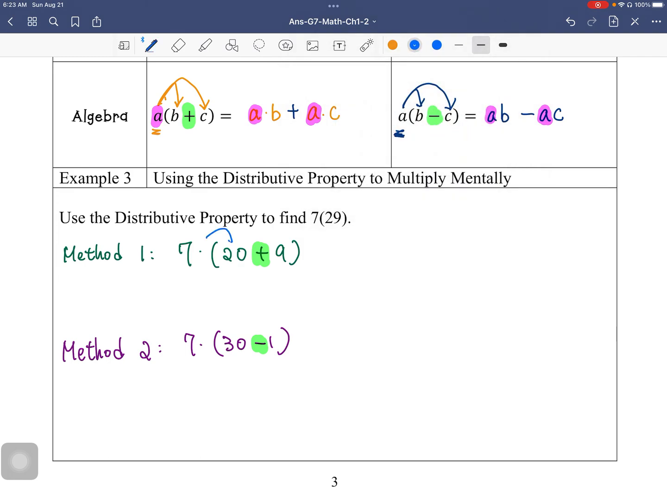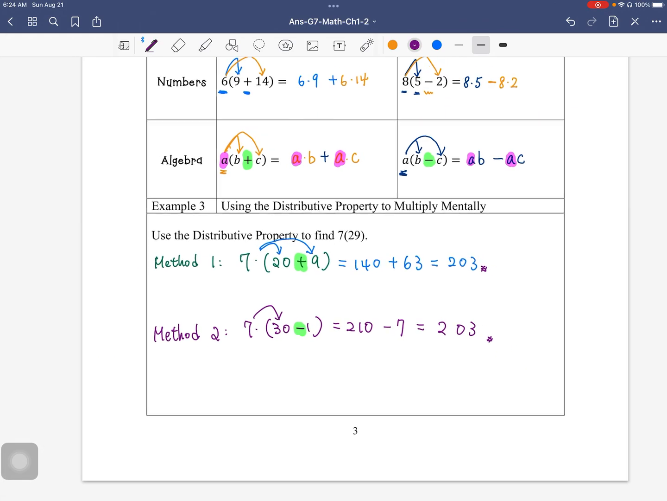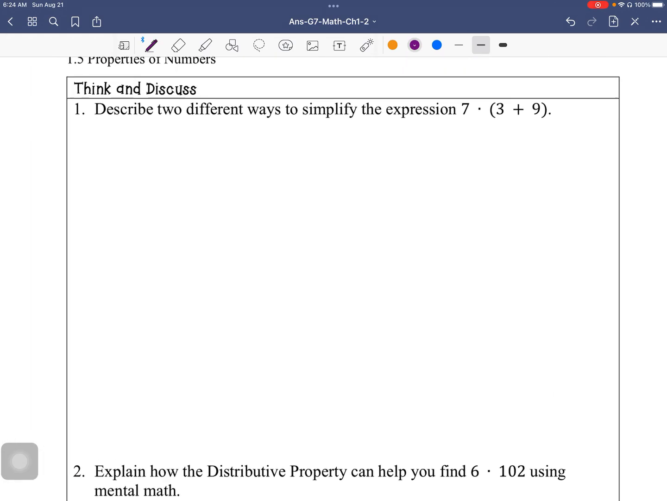So this 7 times 20, 140, plus 7 times 9, 63. And then 7 times 30, 210, minus 7, 203, and this is 203. So we will see that it leads to the same answer. So now let's do think and discuss, and I'll see you in class.